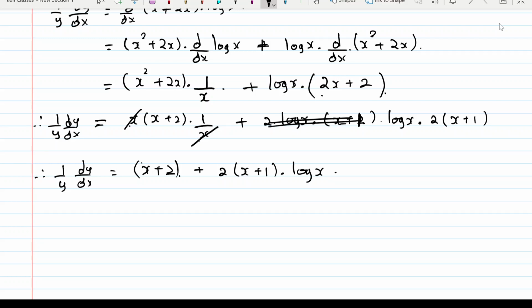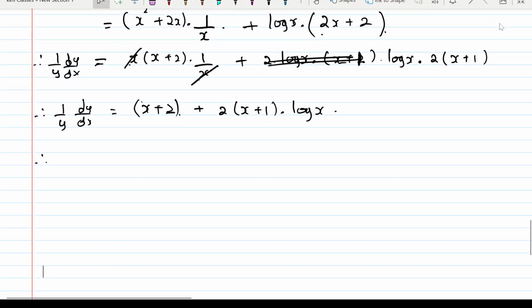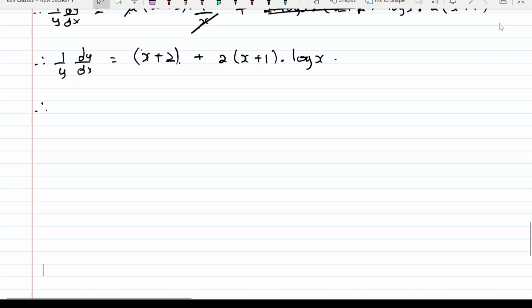Now therefore, ये हमारा third step हो गया. What was the third step? Solve the dy by dx terms you get. Correct? So now the fourth step, and that is get y on the other side. So this will be dy by dx is equal to y into brackets. That's very important. You write the brackets.